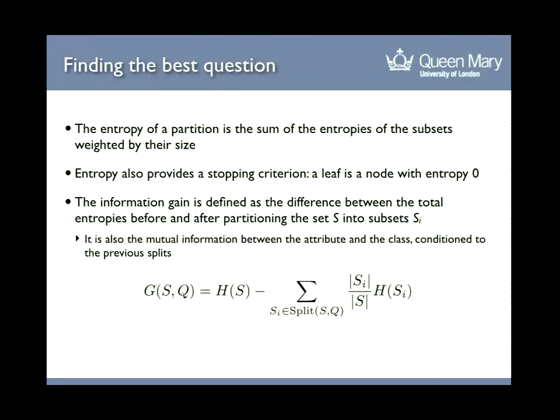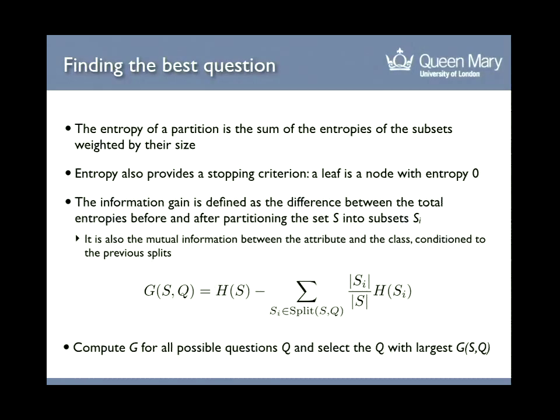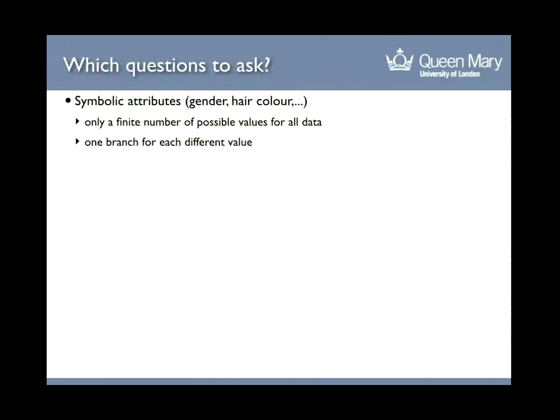Okay, so this is what we have to calculate. And as I said, we're doing this for all possible questions and then selecting the question which has the largest G. Right, and so for symbolic questions, it's easy to understand what the question is, because the question is just what's your value, and each of the branches corresponds to each of the answers.